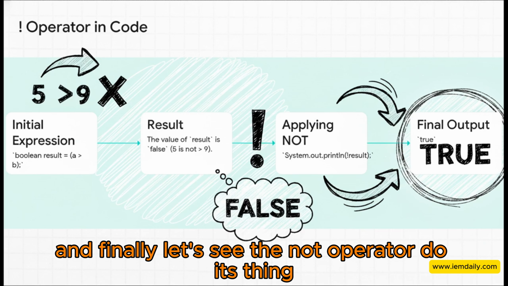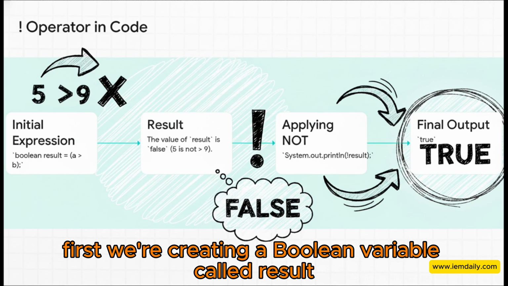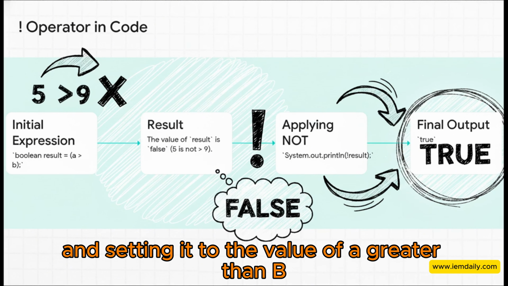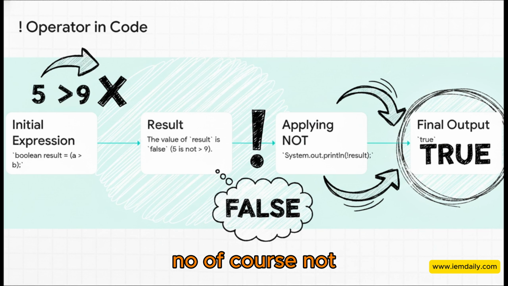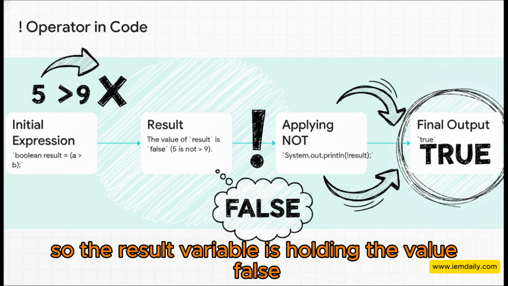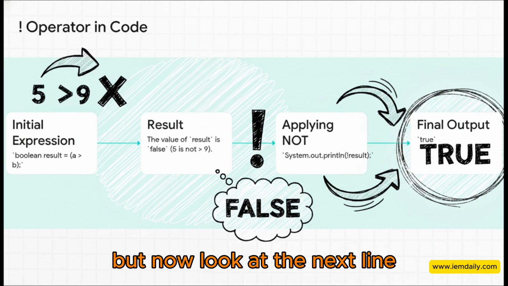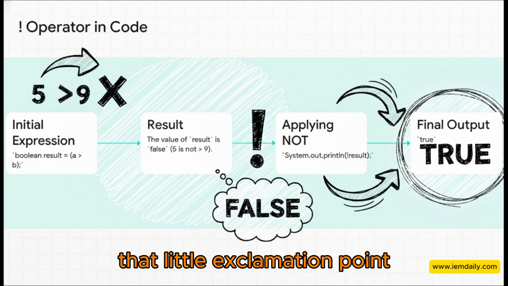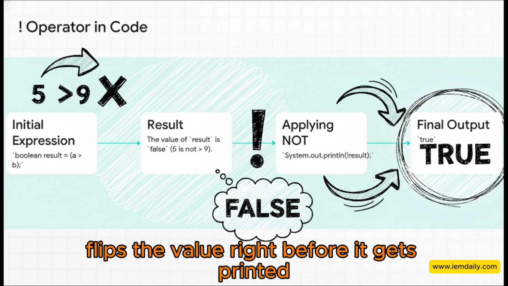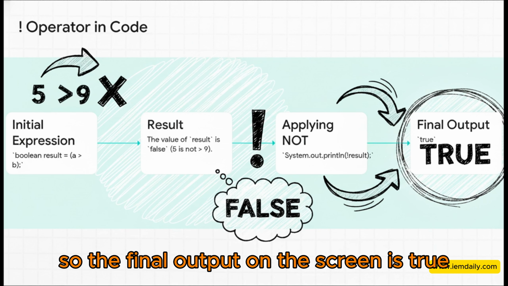And finally, let's see the not operator do its thing. First, we're creating a Boolean variable called result and setting it to the value of a greater than b. Well, is 5 greater than 9? No, of course not. So the result variable is holding the value false. But now, look at the next line. We aren't printing result, we're printing not result. That little exclamation point flips the value right before it gets printed, turning false into true. So the final output on the screen is true.